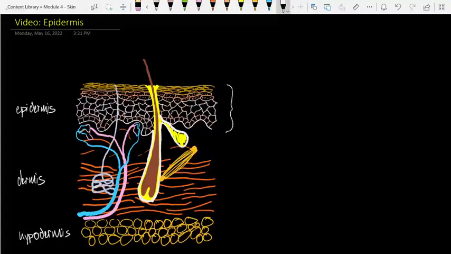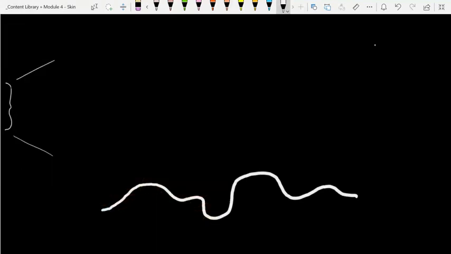And what we'd like to do is just go through the different layers and describe just a little bit how the skin develops its hard protective waterproof coating. So let's zoom in and look at the different layers and the different cell types that we might find there. We want to start from the bottom and work our way up.